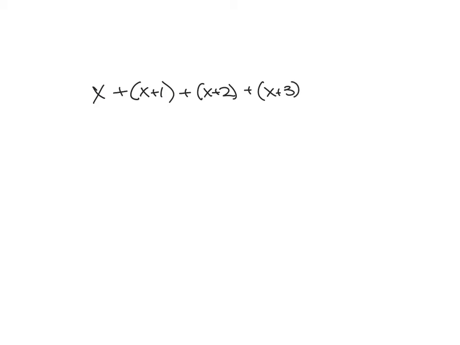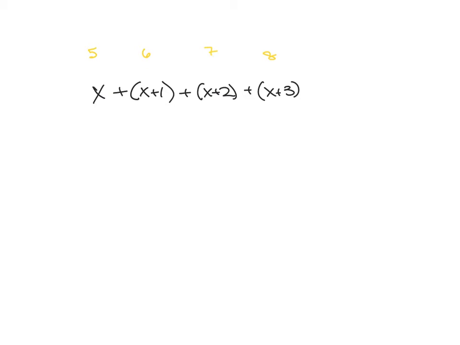So if you kind of want to think about this, if I say that my first term is 5, then my next term is going to be 5 plus 1, which is 6. My next term is going to be 5 plus 2, which is 7. And my fourth term will be 5 plus 3, which would be 8. So this is how I got the x, x plus 1, x plus 2, and x plus 3.